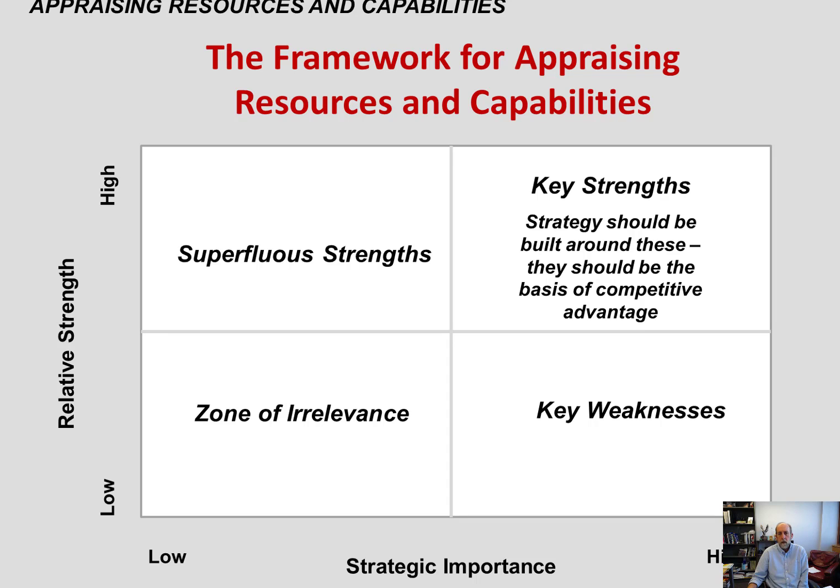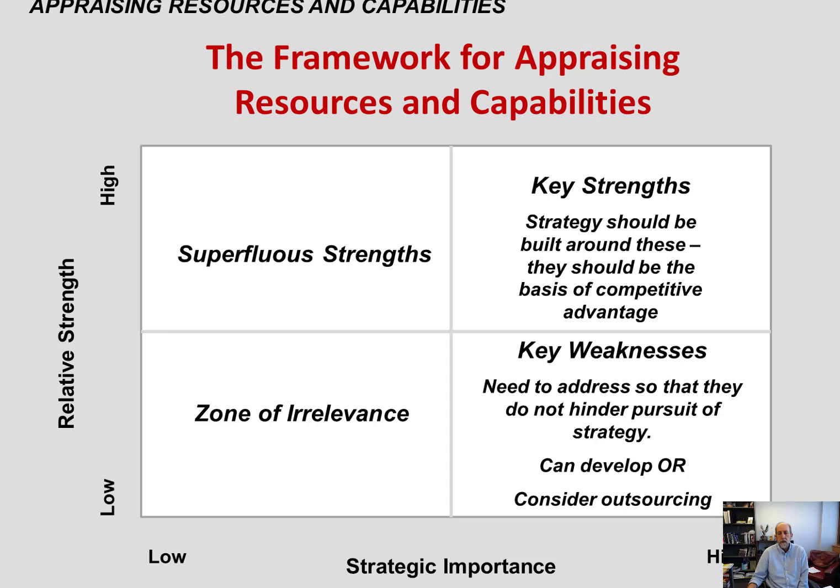Now, what about that lower right box, the key weaknesses? Well, those need to be addressed. Those are things that are important to delivering on the strategy, but they're things that you don't currently have a particular strength in. You can try to develop these. You need to address them in some way to support the strategy, but this is a box that you might want to consider outsourcing for. These are things that you have to do, but are not necessarily the overall key.